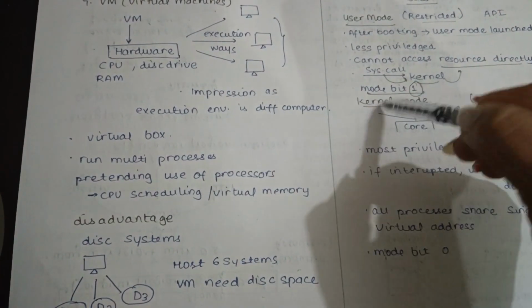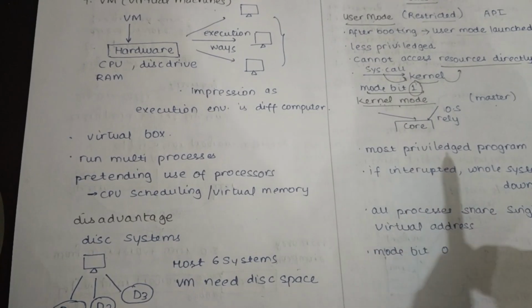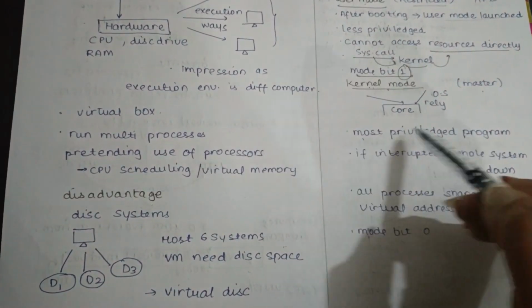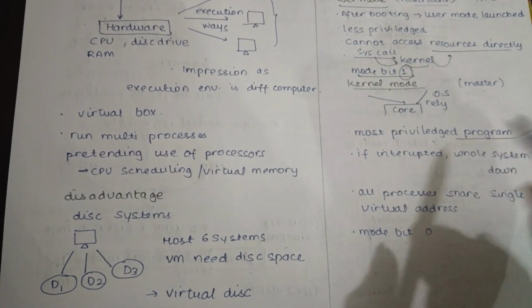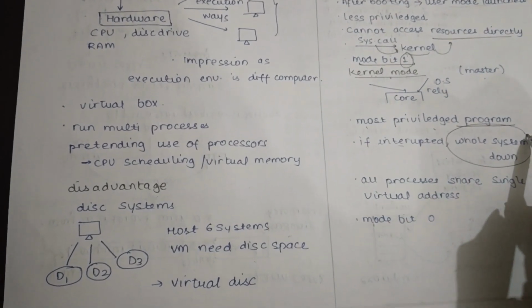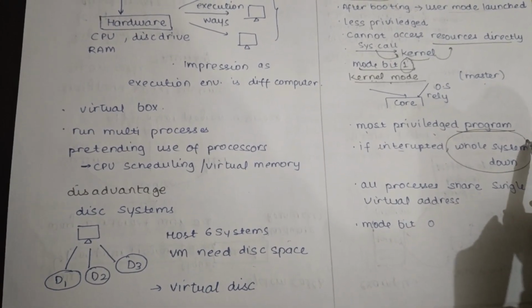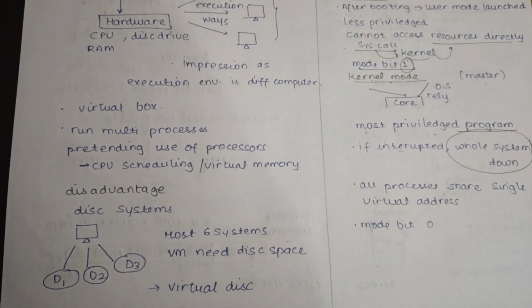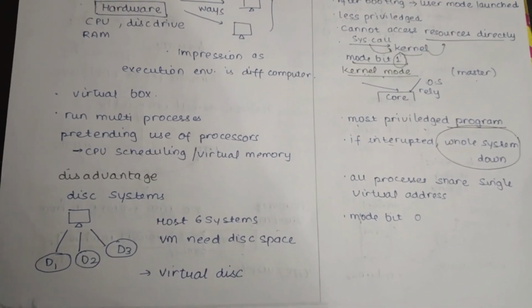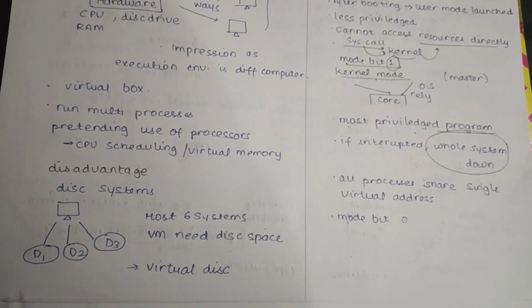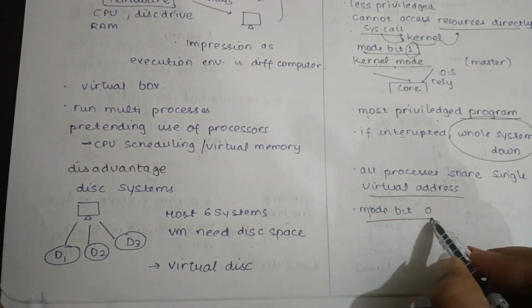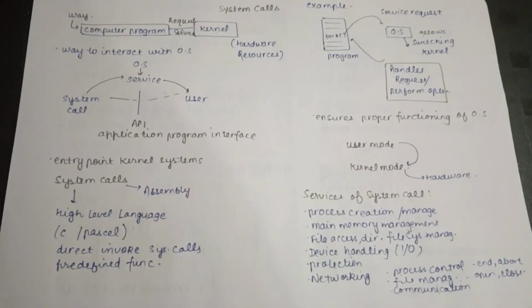Similarly, the kernel is the master or the privileged mode or the super mode. Okay, the kernel has access to all the hardware devices, including the memory, disk space, etc. So it's the most privileged program of the system, and if it is interrupted, the whole system can go down, because it has the direct link to the resources. If any of the resources have some sort of disruption or interruption, the whole system is down. And all the processes share the single virtual address space, and it's depicted by the mode bit, which is 0.